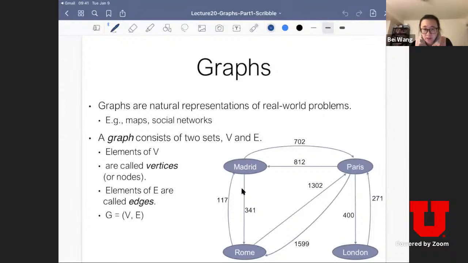On the right-hand side, we show a sample example of a graph where the nodes are cities, for example, Madrid, Paris, Rome, and London. And then there is an edge connecting them, where the weight corresponds to the distance between those cities. Commonly, when you represent a graph, you have graph G, and it has a vertex set and an edge set.